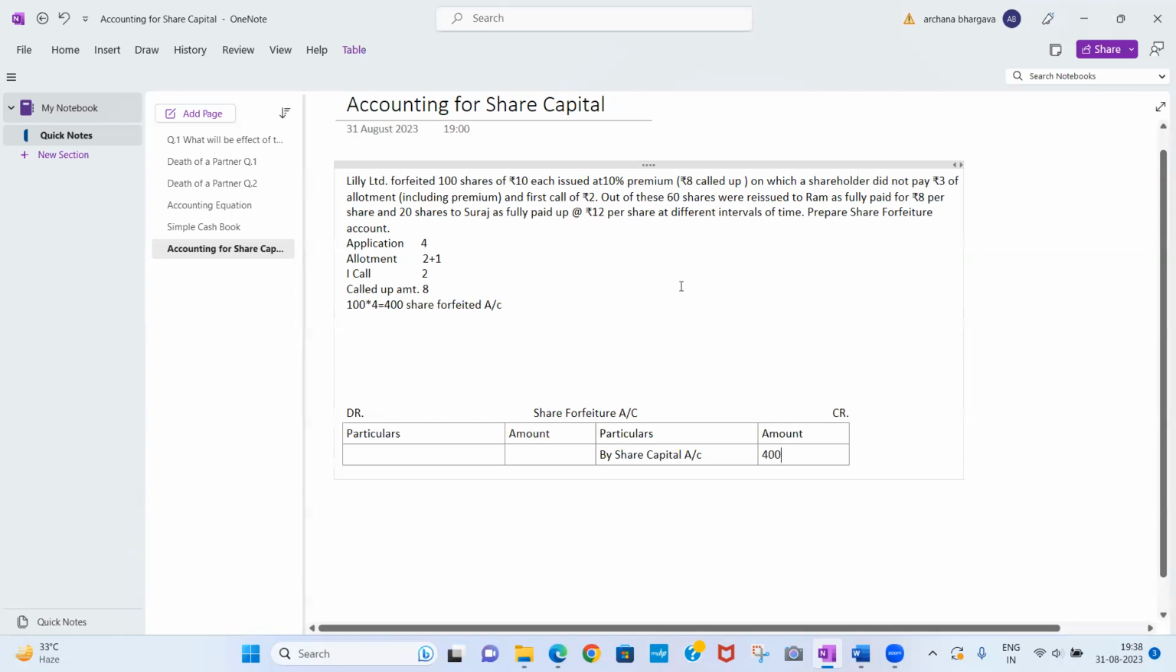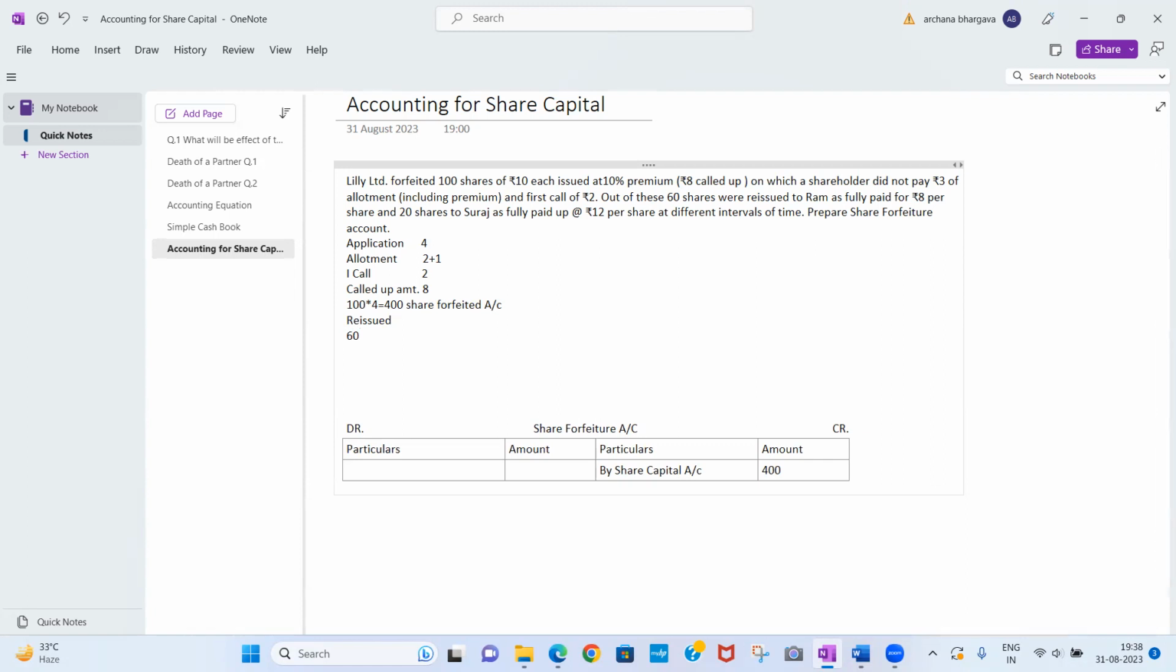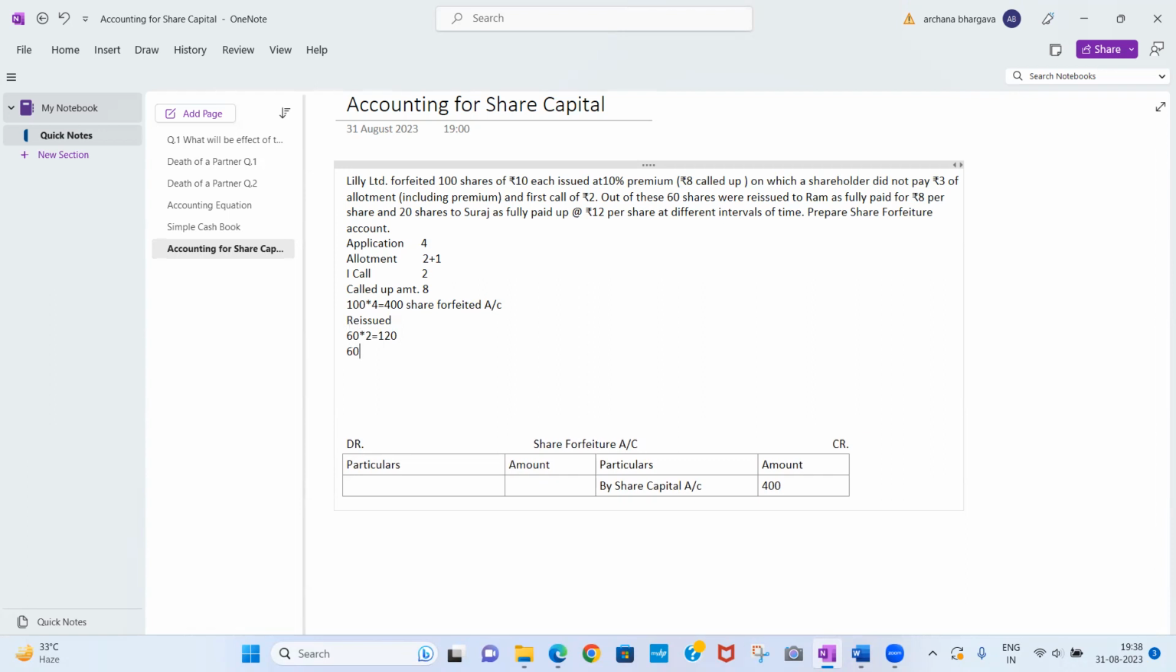Now, after that, how many shares were reissued? 60 shares reissued, and that is also at the rate of rupees 8 per share. It means there is a loss of rupees 2, isn't it? So as per this, 120 rupees will be used from the share forfeiture account. Now 60 shares multiplied by rupees 4, so total amount in share forfeiture for 60 shares is 240. And if we subtract 120 rupees out of it, then we'll get 120 rupees. So 240 rupees is actually the forfeited amount on 60 shares, out of which 120 rupees is used on reissue.